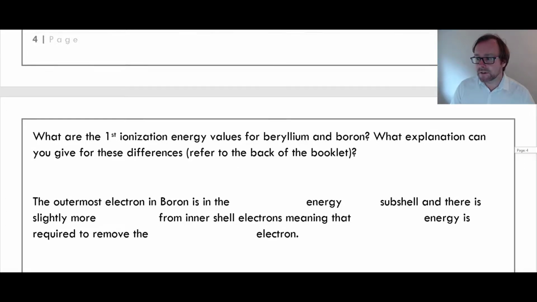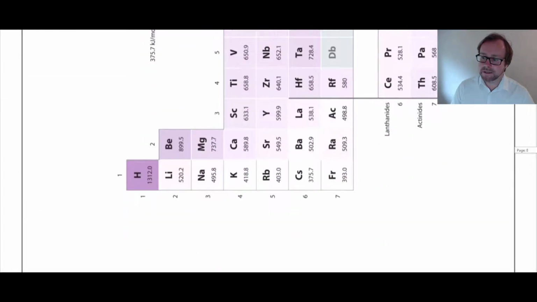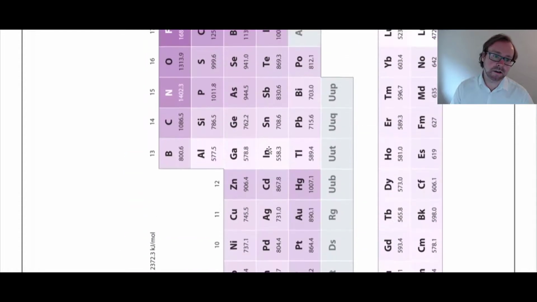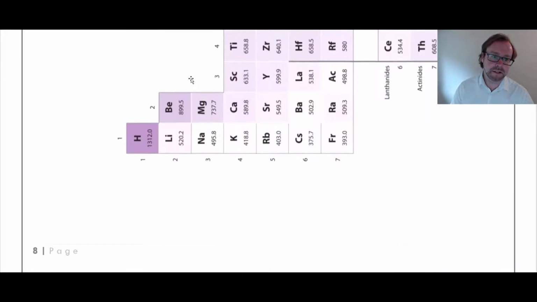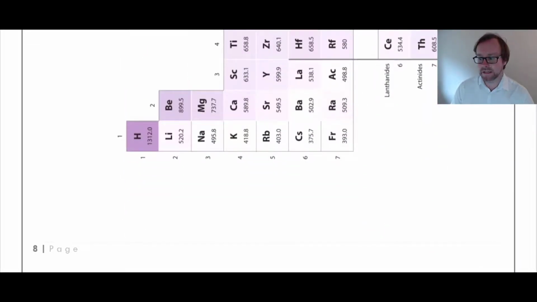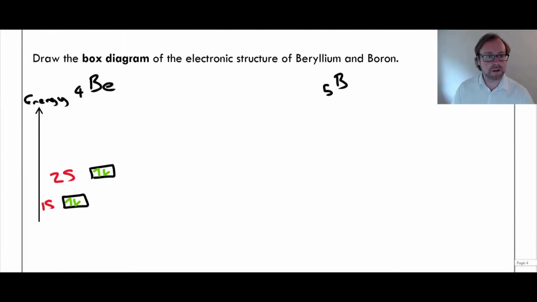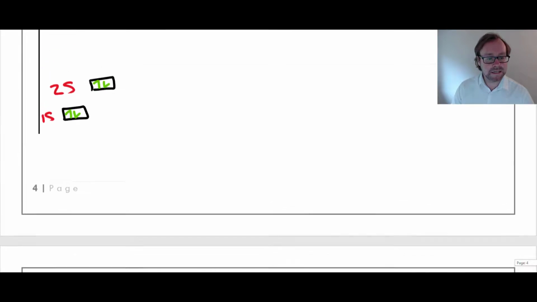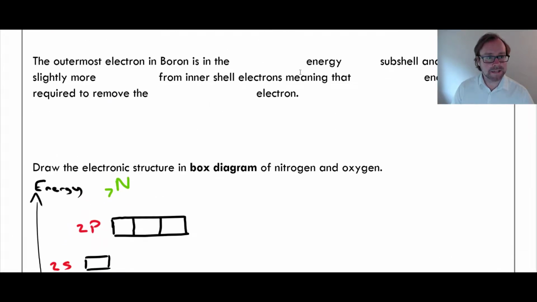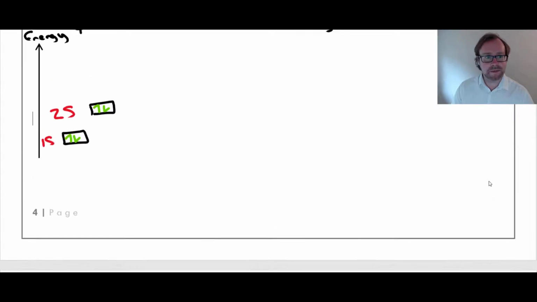Right, so you refer to the back of the booklet. I forgot to tell you this. So your ionization energies are here. You'll have to look it up on this ionization energy table. Have a go at doing this and see if you can come up with an answer to fill in these missing words.